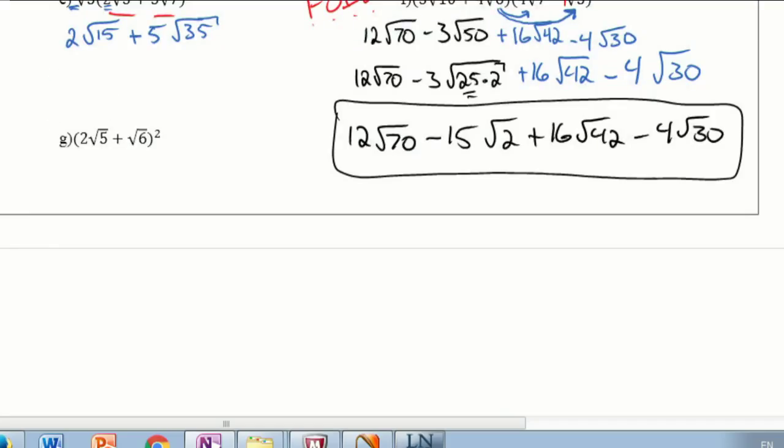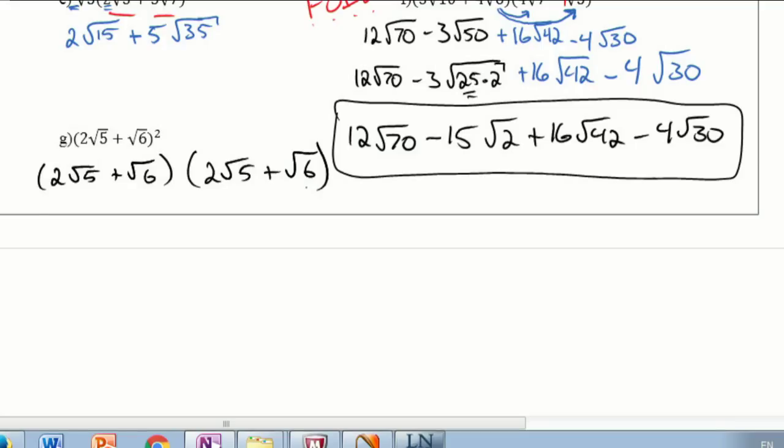So what I'm going to do is I'm just going to rewrite the question as 2 times root 5 plus root 6, times 2 times root 5 plus root 6. I'm just going to write it out twice, because that's what squared means, multiplying it by itself. Everything in the brackets gets multiplied by itself.